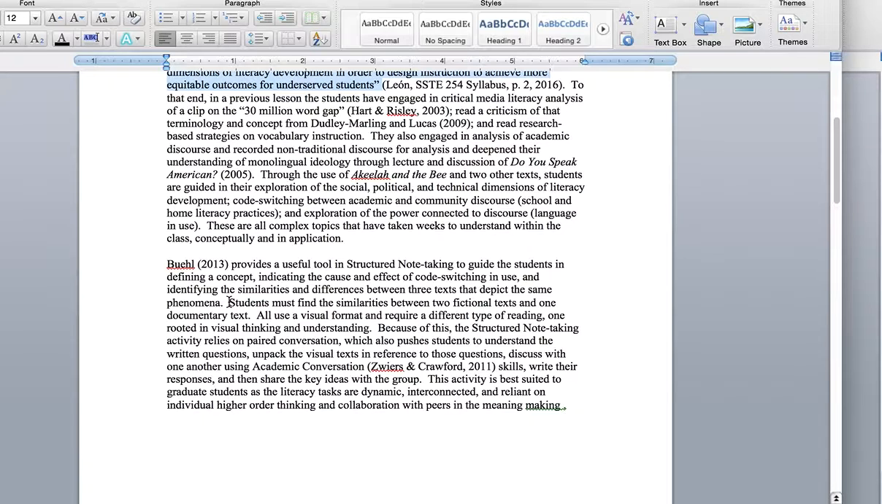And in this case, remember, I'm using visual texts. So I want to push you to think that all of these strategies can be applied to visual texts as well, or texts that the students are receiving through auditory means.